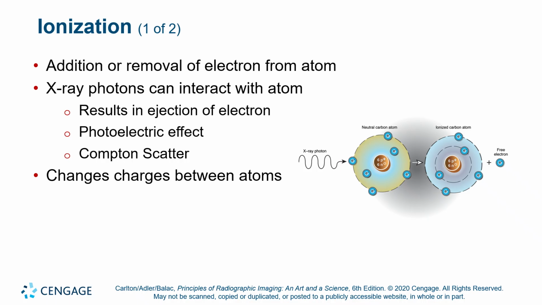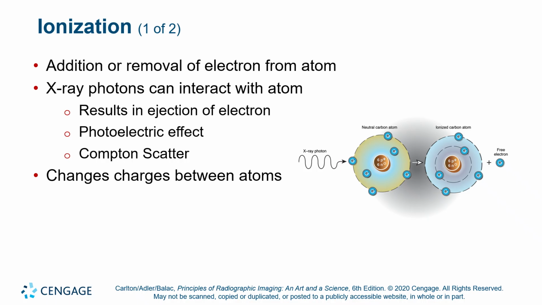So photons that interact with atoms have high enough energy that they can ionize the atom. They can deposit that energy to one of the orbital electrons and allow that electron to go free. So the 2 primary forms of ionization in the X-ray curriculum are the photoelectric effect and Compton scatter. And I think I explained those on the upcoming slides.